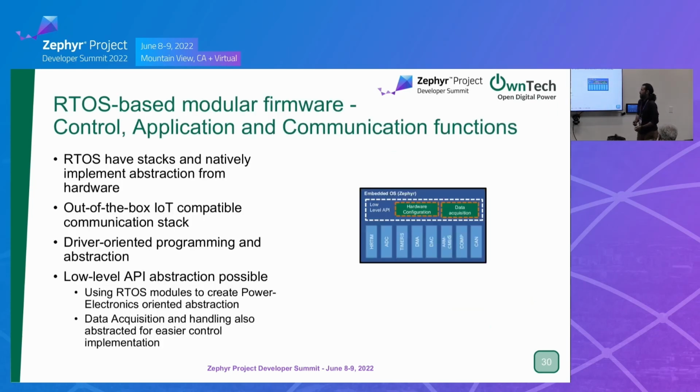And then comes Zephyr, right? What we wanted to do is to be able to abstract this. So we needed an RTOS, because RTOSes have all the benefits you all know about: a native stack, abstraction, out-of-the-box IoT, driver-oriented programming, and low-level APIs. So we created some of the low-level APIs. We had to do a hardware configuration API and a data acquisition API so that people would abstract the use of Zephyr.